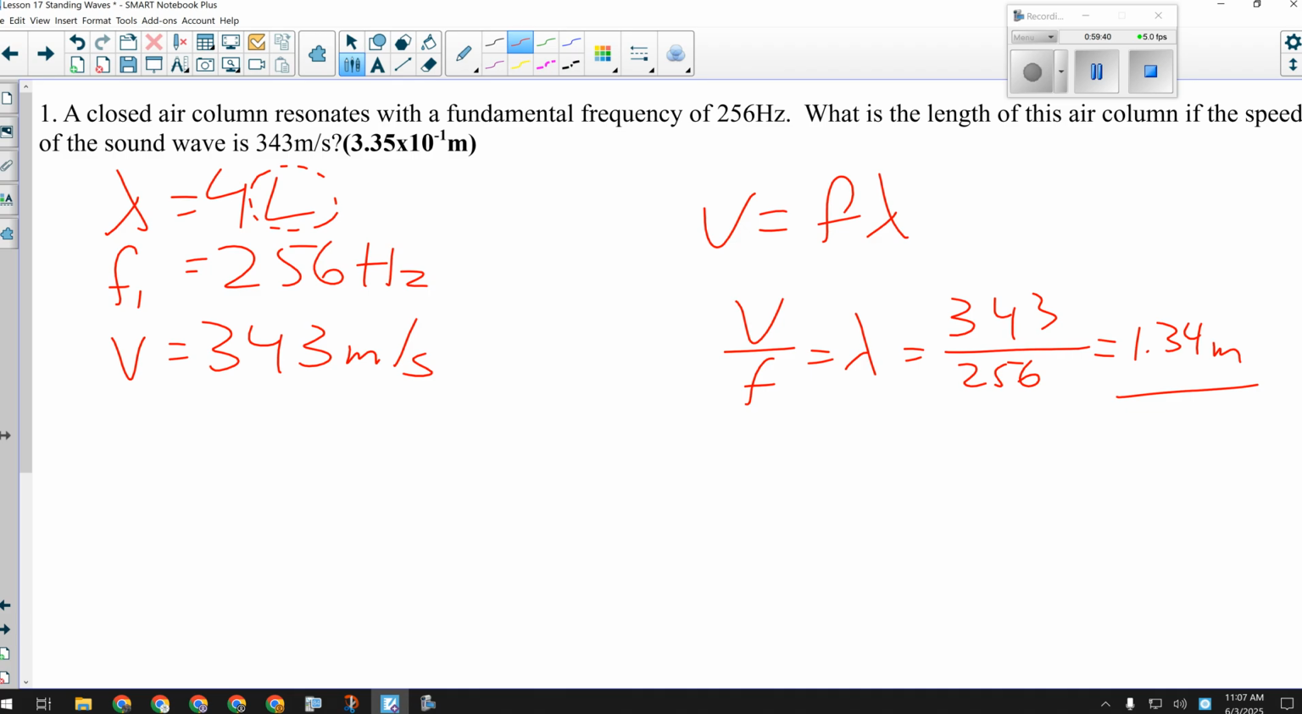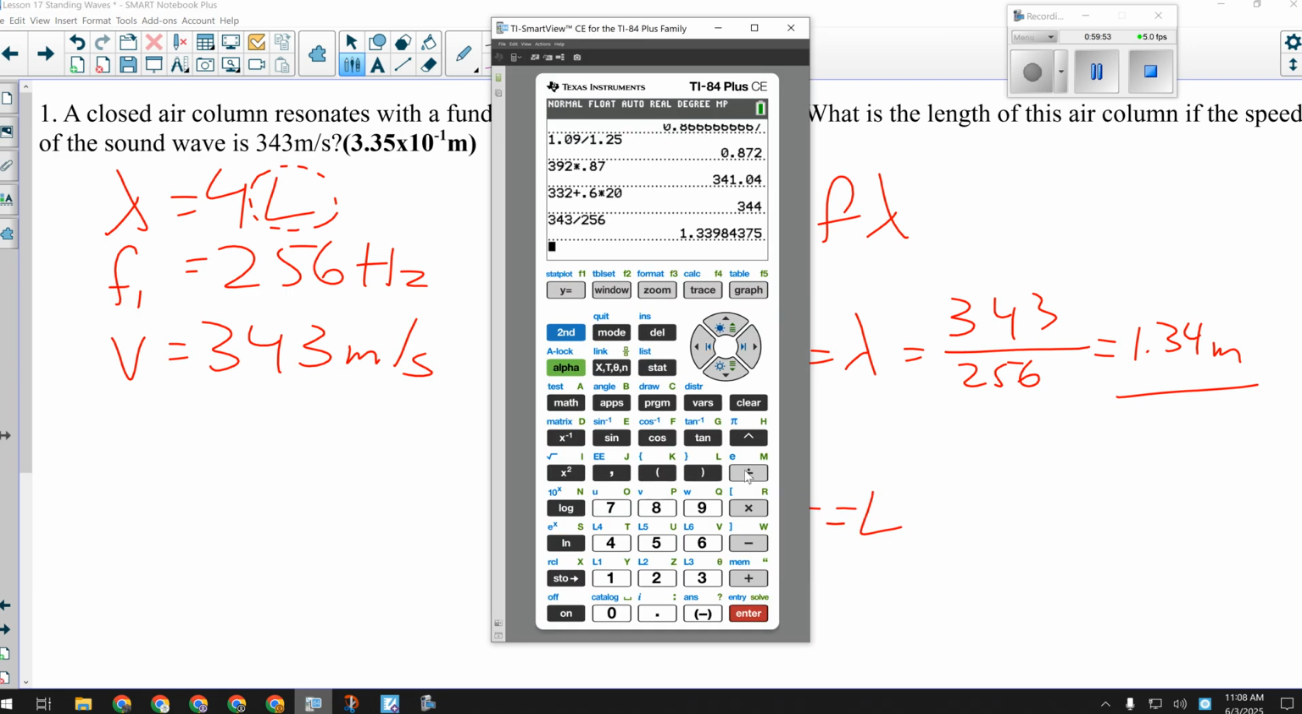Divide it by 4, right? I'm just manipulating lambda equals 4L. I know lambda, so all I have to do is divide it by 4 if there's 1/4 of a wavelength in the tube. So lambda over 4 will equal the length of the tube. That's 0.335 meters, or 3.35 times 10 to the minus 1 meters.